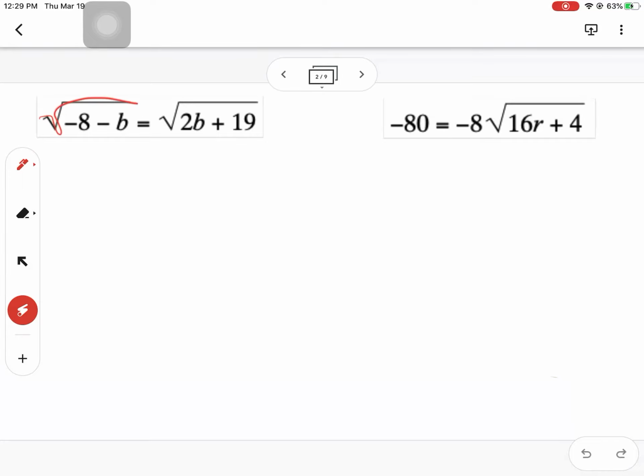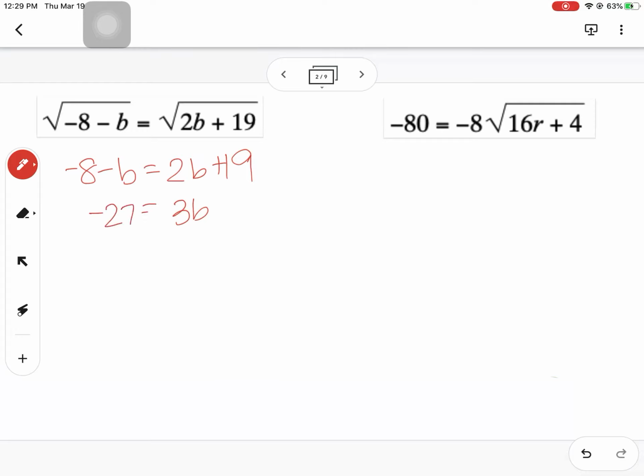For this one on the left, it is very similar to what we've talked about with recent problems. If you have the square root of some number equals the square root of some other number, those two numbers have to be the same or this equation doesn't work. So what we said is we could really just set both equal and solve it. So I'm going to have 3b equals negative 27, and you get b equals negative 9.